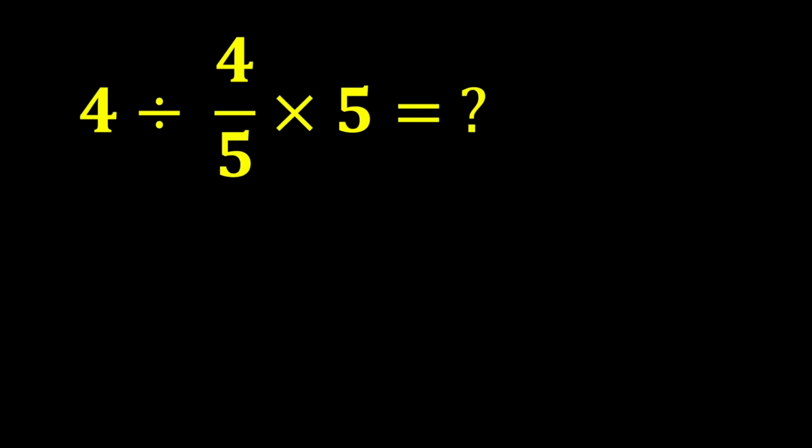4 divided by 4 over 5 multiplied by 5. In this expression, there is both division and multiplication. According to PEMDAS, multiplication and division have equal priority, so we move from left to right and perform whichever operation we encounter first. In this expression, if we move from left to right, we reach division first, so we perform the division first and then the multiplication.